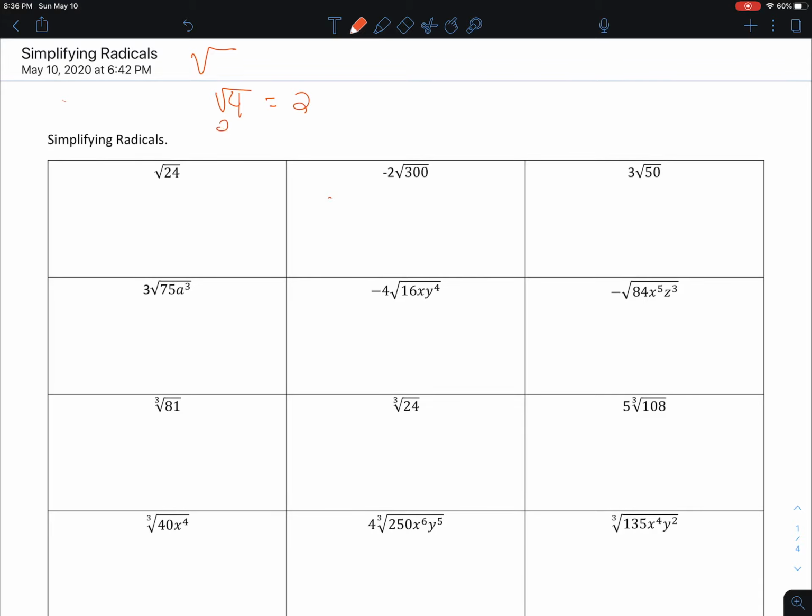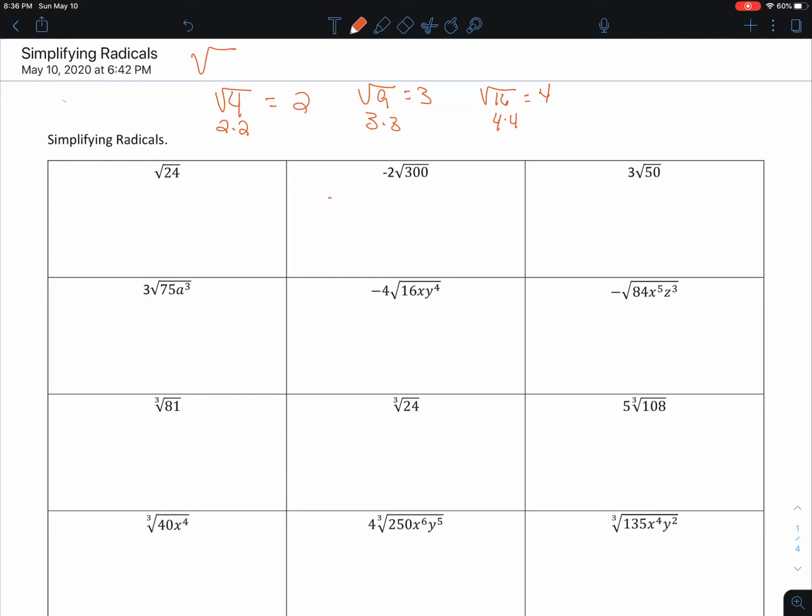And what that means is that 2 times 2 is 4. Or let's say the square root of 9 is 3 because 3 times 3 is 9. And these are our perfect squares that we normally don't really think about. We just kind of take it for granted. The square root of 16 is 4.